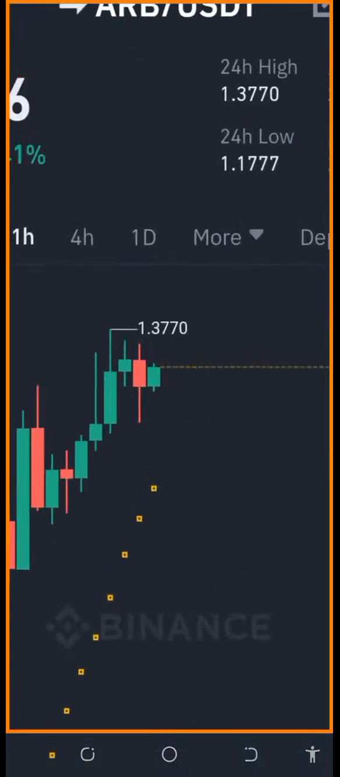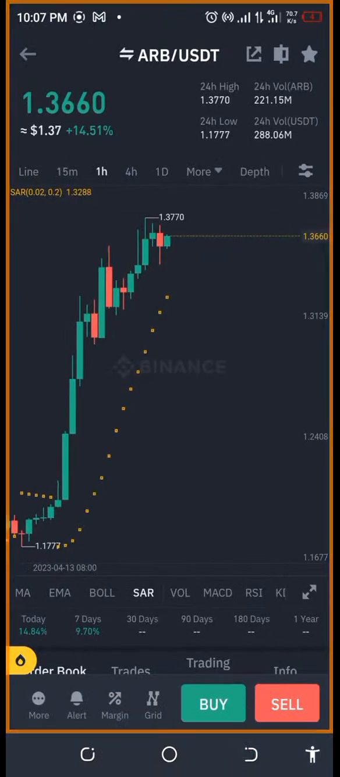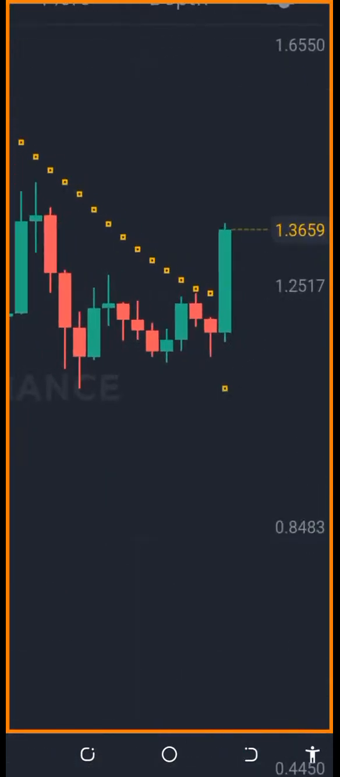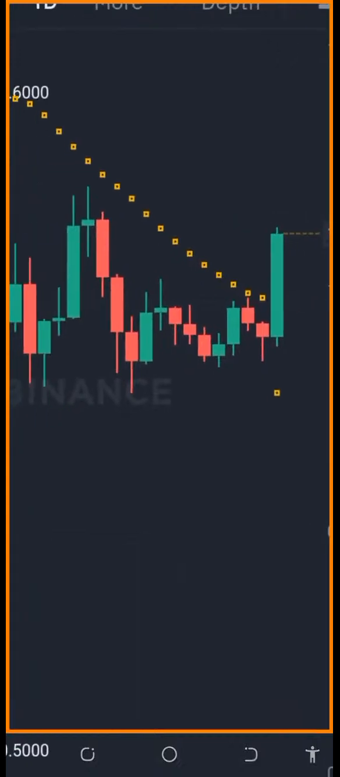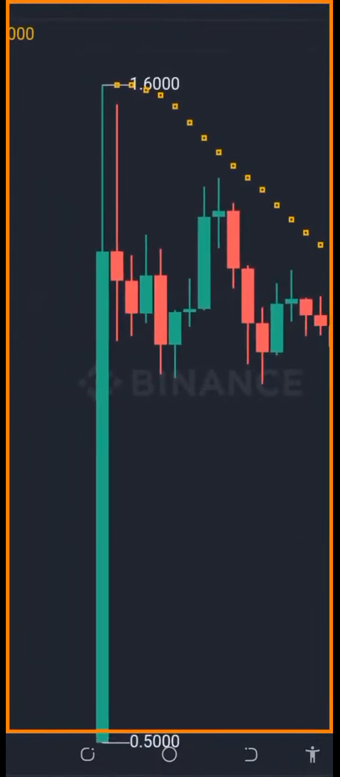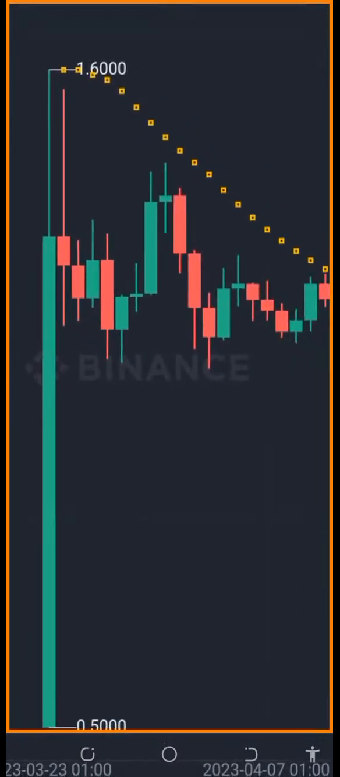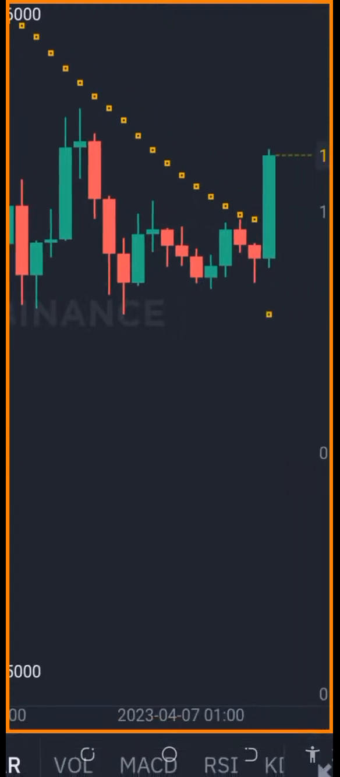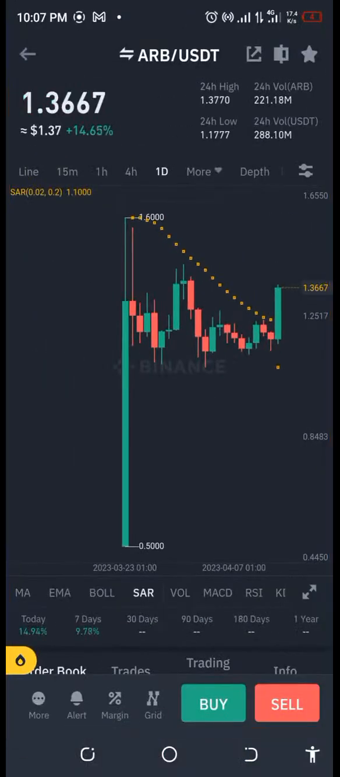This is a new coin that just got listed. I believe it's going to pump. You can see the parabolic SAR is actually under it, so it's very possible that this is going to pump higher. It went to $1.60 at the beginning, so there's hope. It's like 3 weeks old. Let's see how this goes.